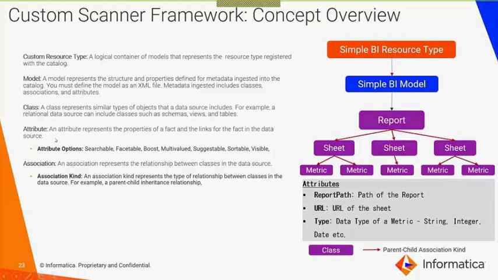Attributes are something you're very familiar with, for example the name, the abbreviation, the usage, the context, the description, anything that represents a class. And then association. For example, a report and a sheet have a parent-child association. This association is important, especially to represent hierarchy and to also show lineage. That's another key component of your custom framework.